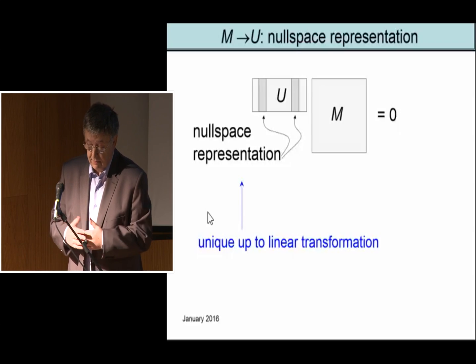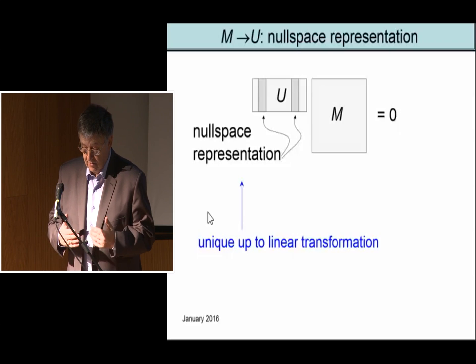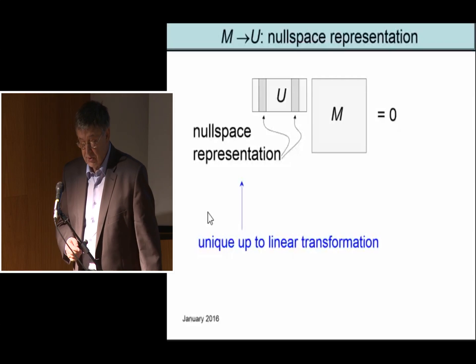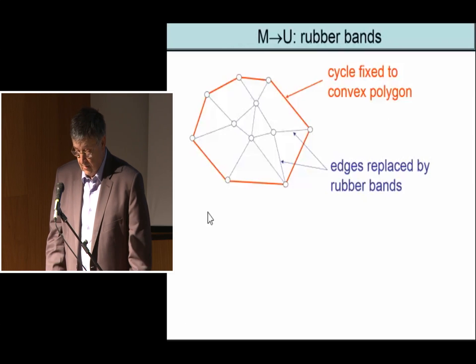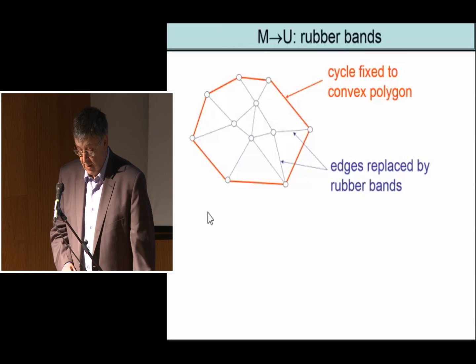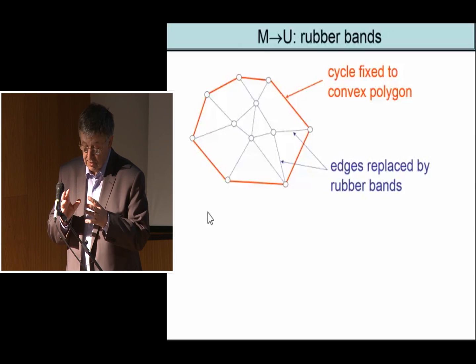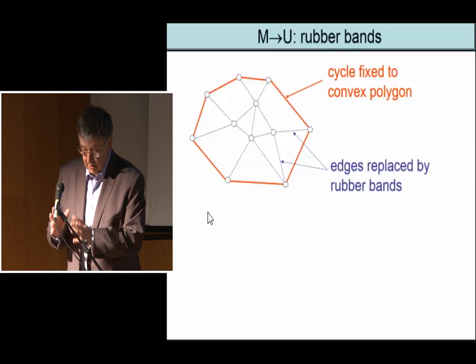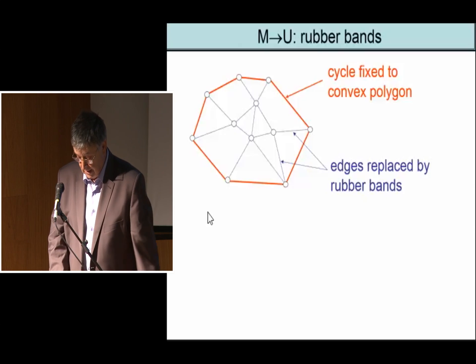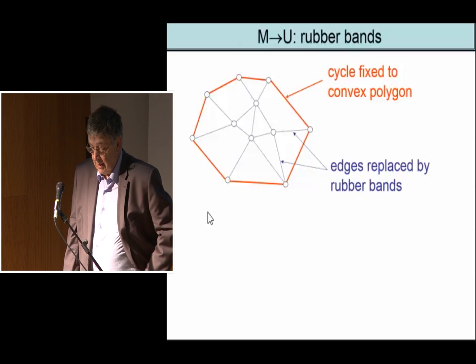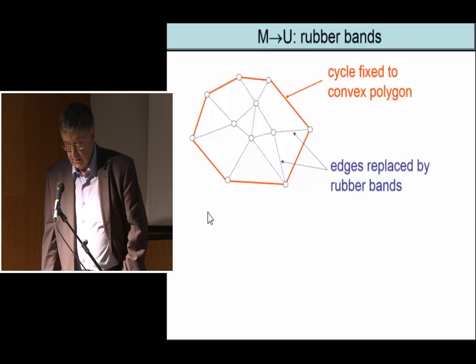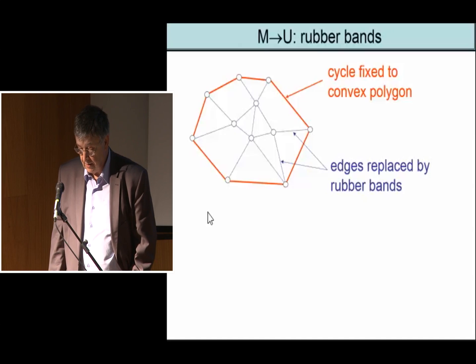If you choose another basis in the null space, you will just apply a linear transformation in the D space where you are representing the graph. So this is really something which, up to this linear transformation, is a property of the matrix M. So let's start with some examples of this situation. The first one is the following.